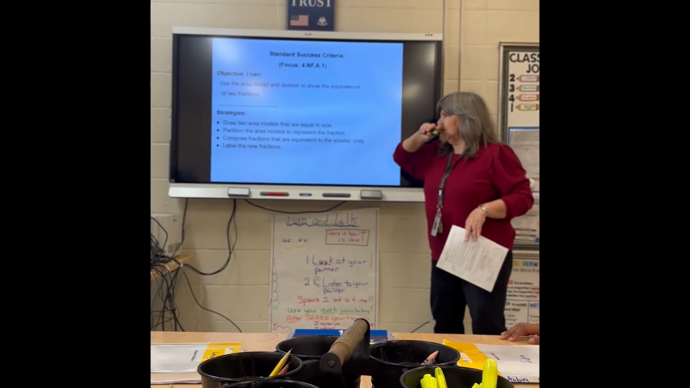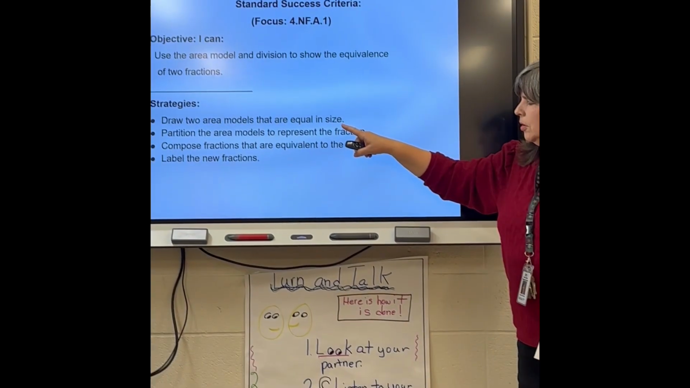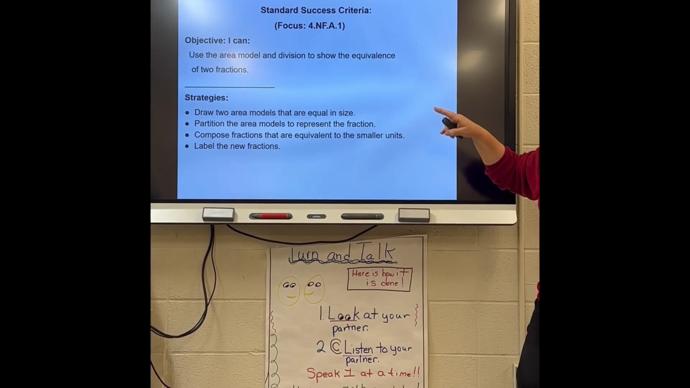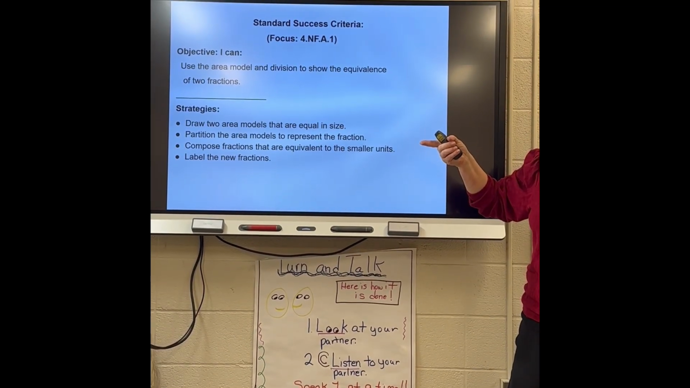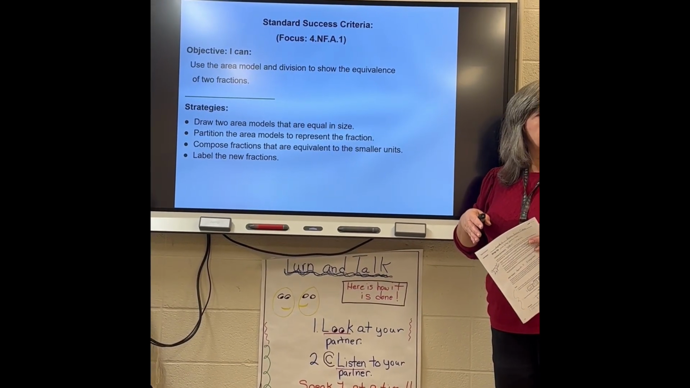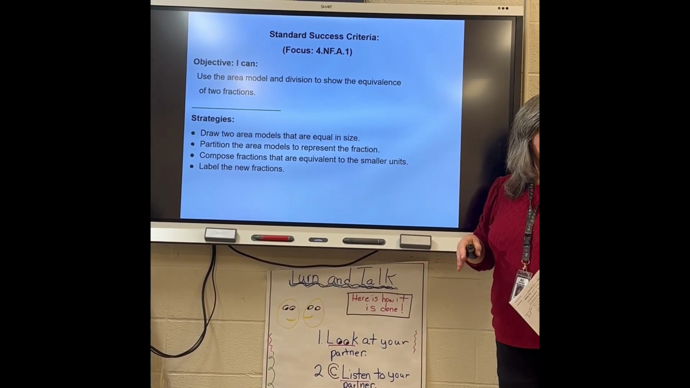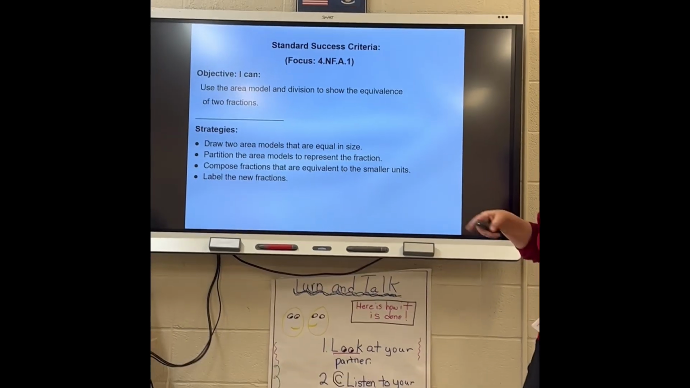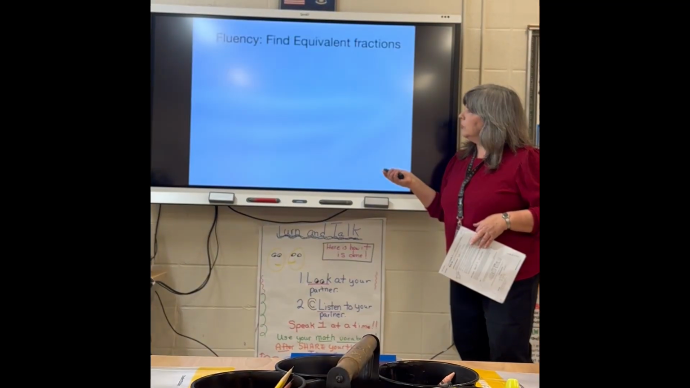So look at your strategies you can do today. Draw two area models that are equal in size. Partition the area models to represent the fraction. Compose them. Now, we've been decomposing, correct? So what is composing? Making them, what did we say last week? Last week we were making fractions, what? Smaller pieces, but there are more of them? Okay, so let's think about division today. Compose them, so we're going to be building them back up in a different way, and they're still going to be the same size.